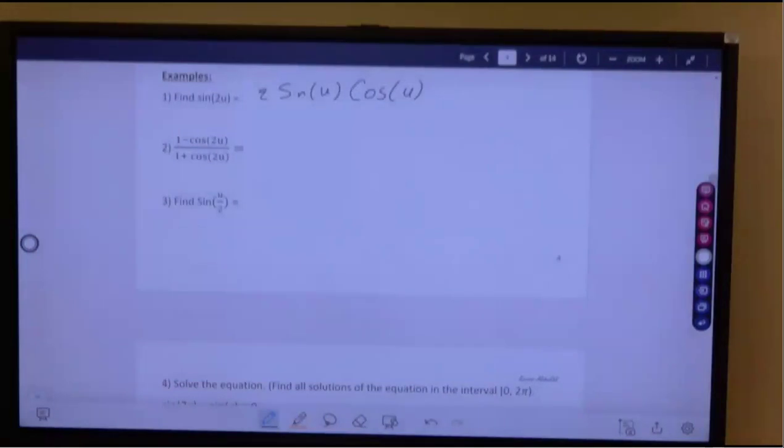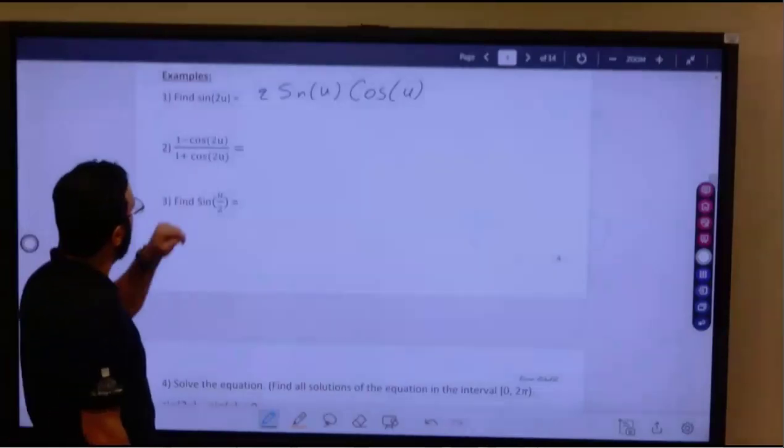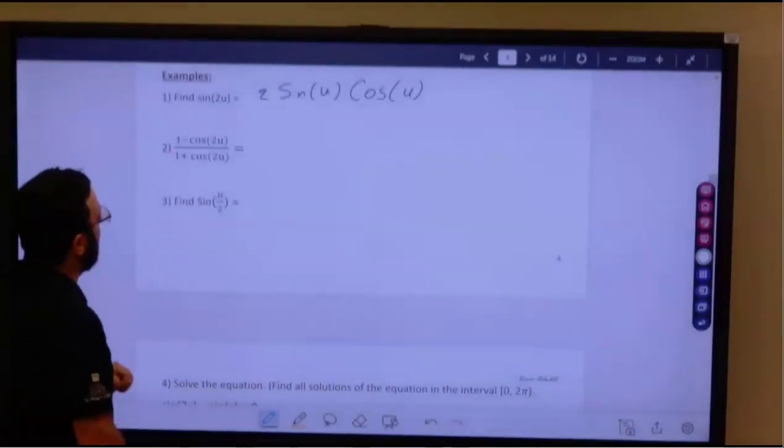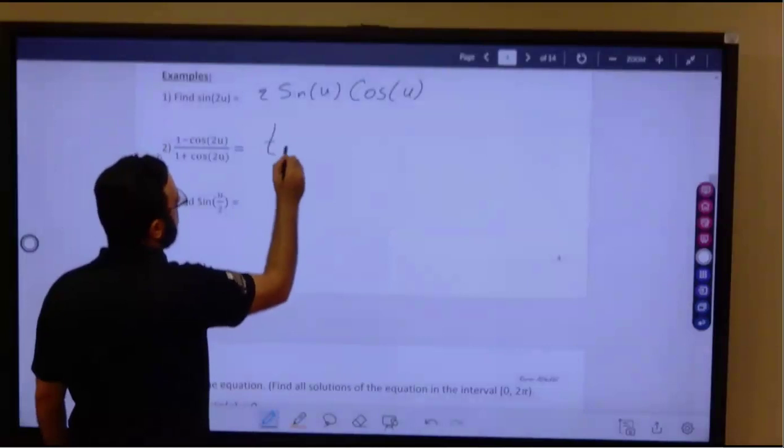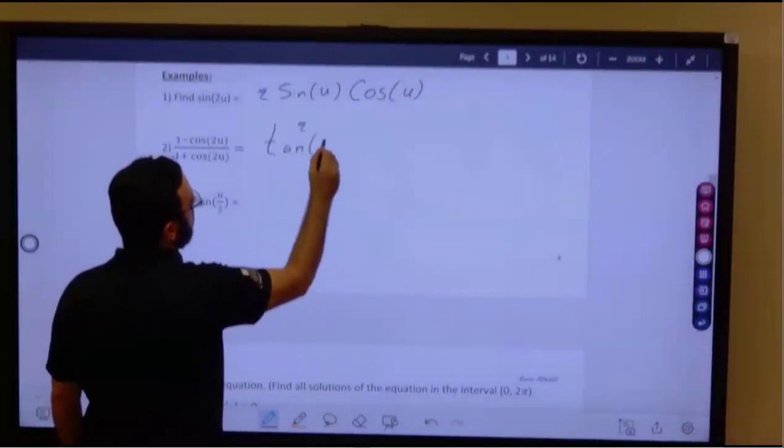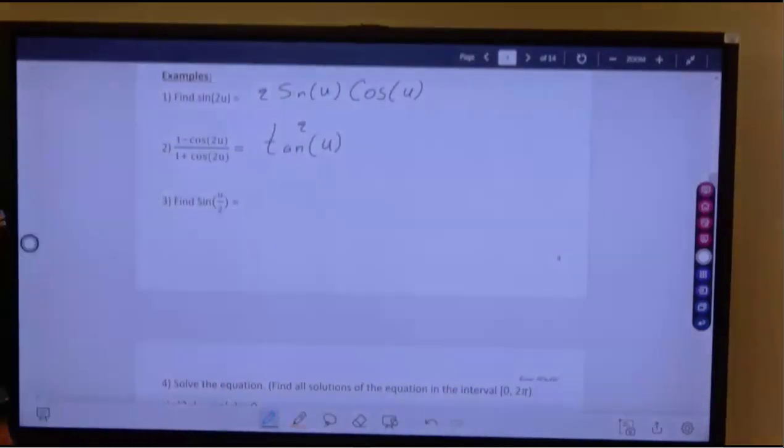Now with the second one, we need to check which formula is similar to this one. 1 minus cosine 2u over 1 plus cosine 2u. This formula is exactly similar to tangent squared u. Tangent squared u is the same formula here.